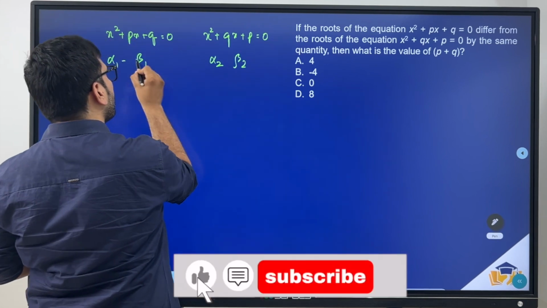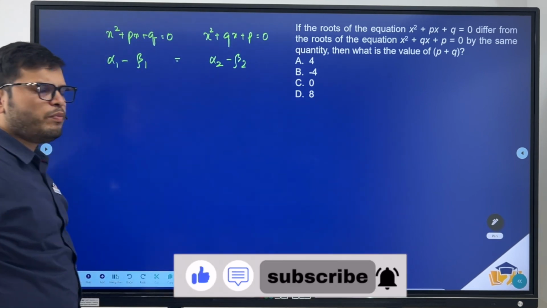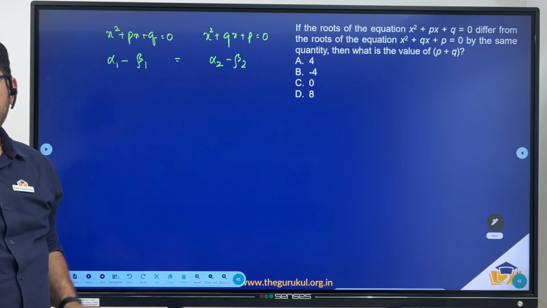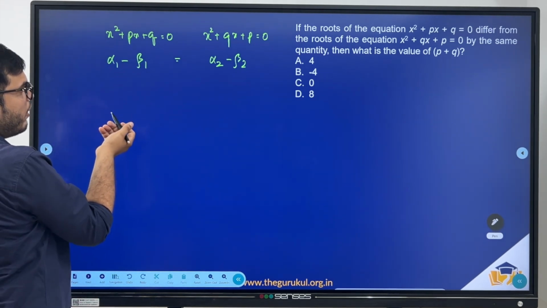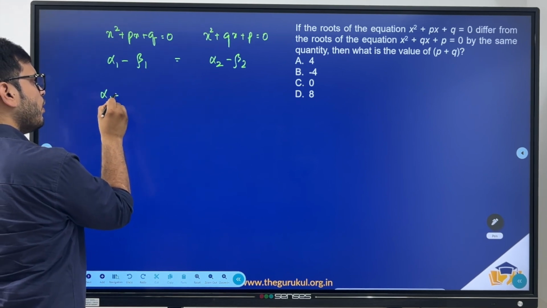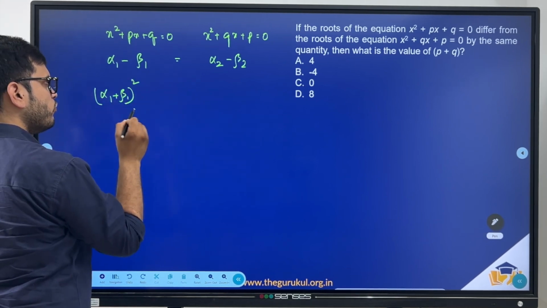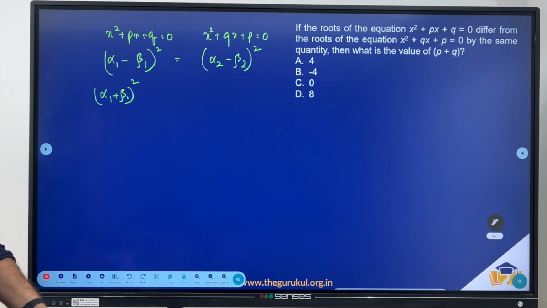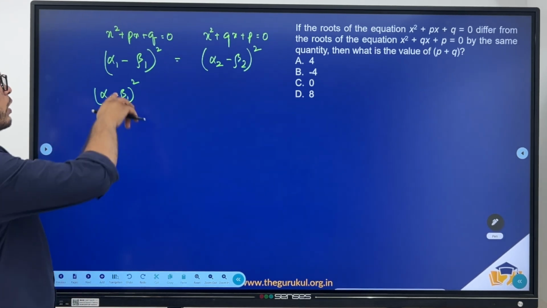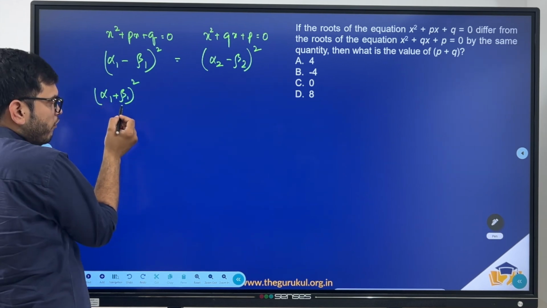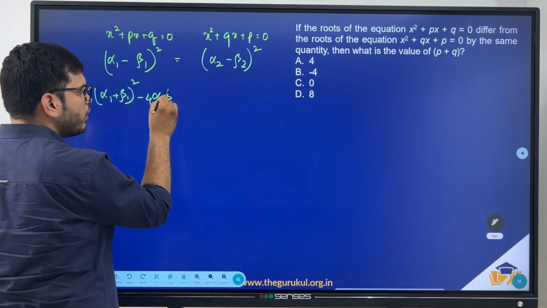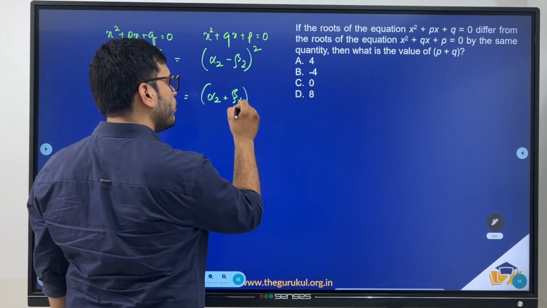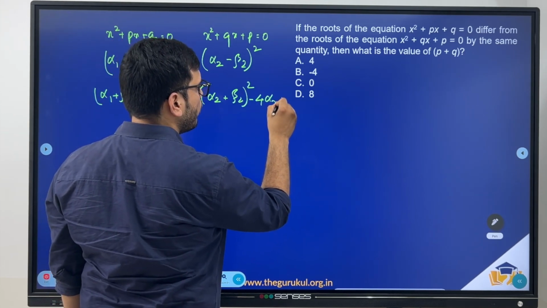It is given that alpha 1 minus beta 1 is equal to alpha 2 minus beta 2, or alpha 1 minus alpha 2 should be equal to beta 1 minus beta 2. I can rewrite in this form. Right. Now how can I have alpha 1 minus beta 1? Let me square on both sides. So alpha 1 minus beta 1 whole square is equal to alpha 2 minus beta 2 whole square. So I can get alpha 1 minus beta 1 whole square as (alpha 1 plus beta 1) whole square minus 4 alpha 1 beta 1. And here you will be having (alpha 2 plus beta 2) whole square minus 4 alpha 2 beta 2.